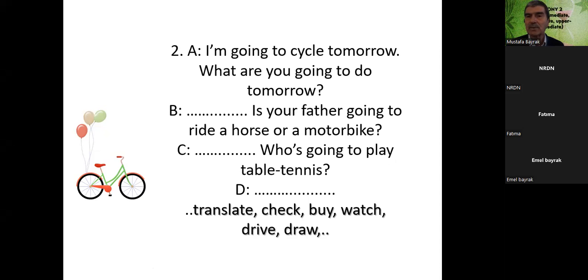Or Zeynep is going to play table tennis with Hazel, or Hazel is going to play table tennis with Zeynep. Or they are going to play table tennis. Ümit Bey says my microphone is on. Who is going to buy, for example, a new car? Murat Bey is going to buy a new car.